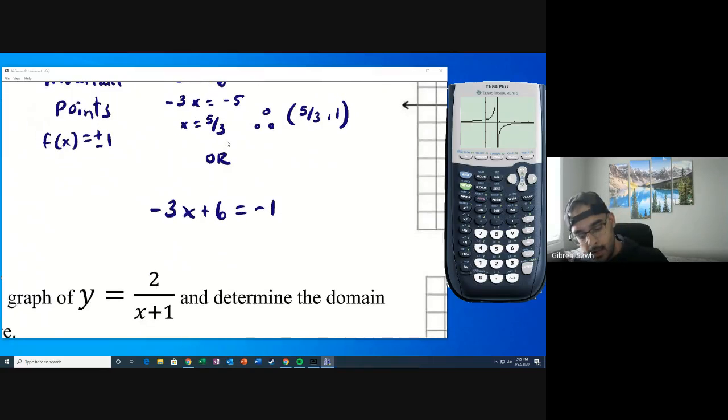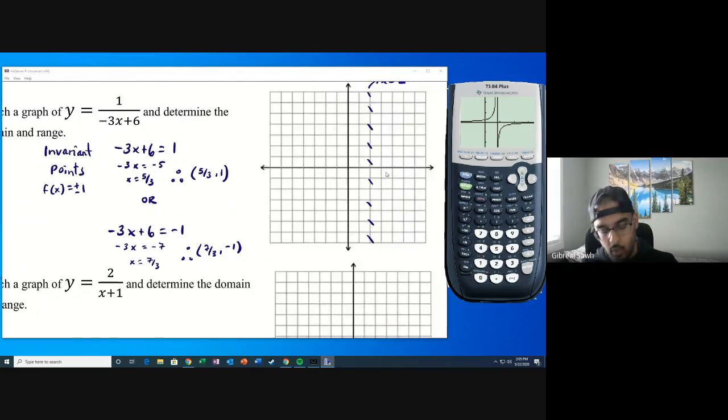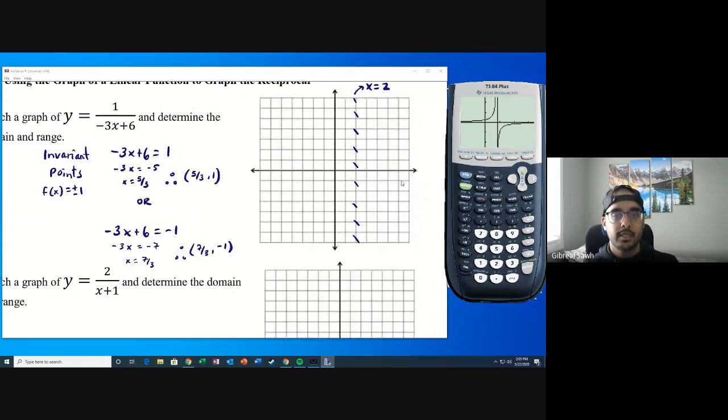Underneath, if I do the same thing, that means negative 3x is going to be equal to negative 7. So x is going to be equal to 7 over 3. Therefore, 7/3, comma, negative 1 is my other invariant point. Now we're going to go plot those. Now it won't be perfect, but it will give us a slight idea of where these are.